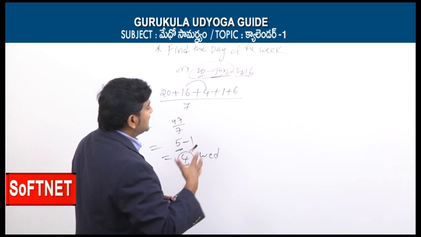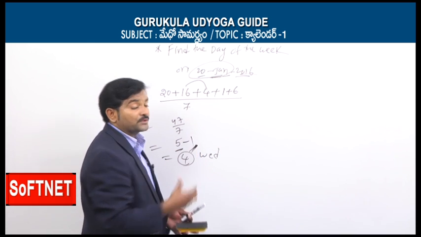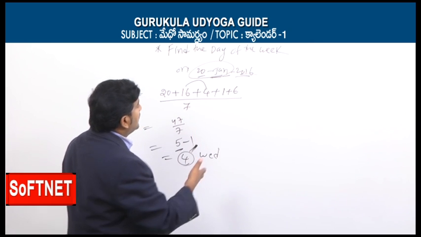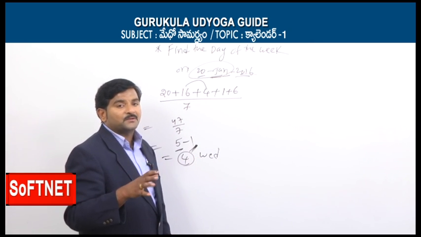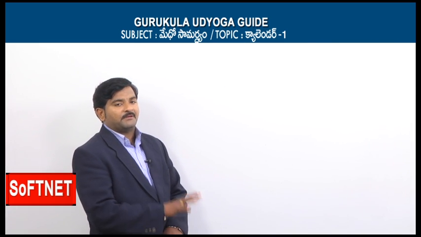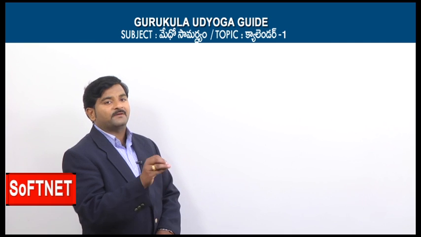Now we'll focus on the second type of questions. In the first type, one date is given, and he asks to find out the day of that particular date. We discussed type 1: one date is given, and he asked to find out the day for that date.